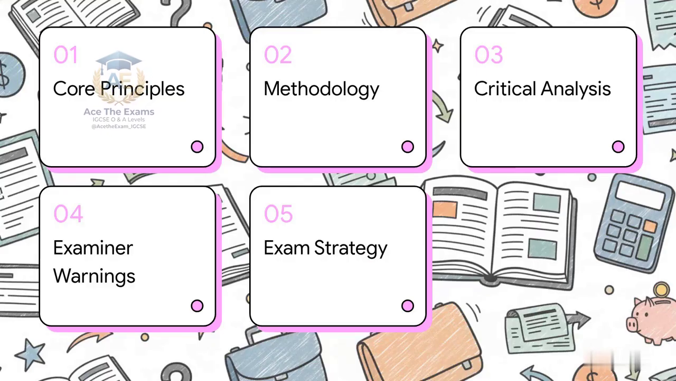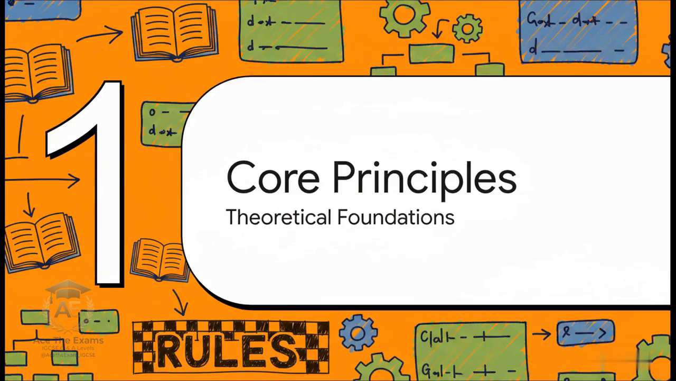Here is the roadmap for today's explainer. 1. Core principles and theory. 2. The method mark strategy. 3. Critical analysis for top marks. 4. Top 3 examiner traps. And 5. Ultimate exam strategy check. Let's get moving. Section 1.